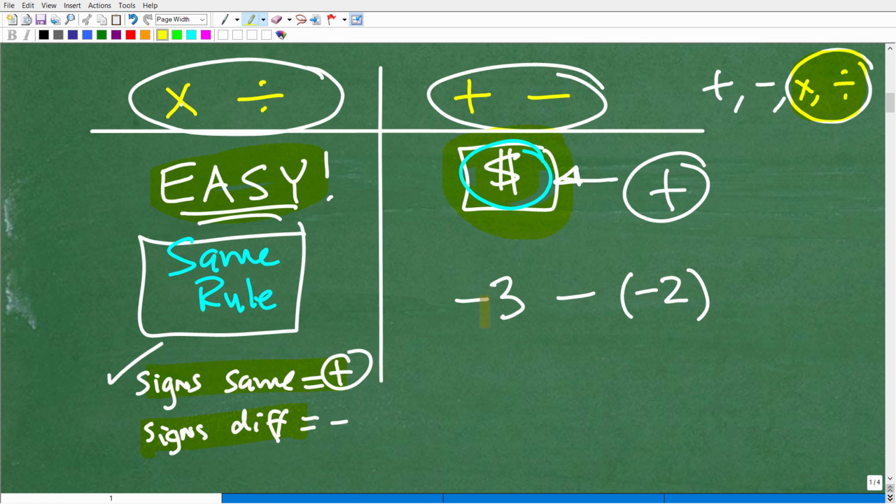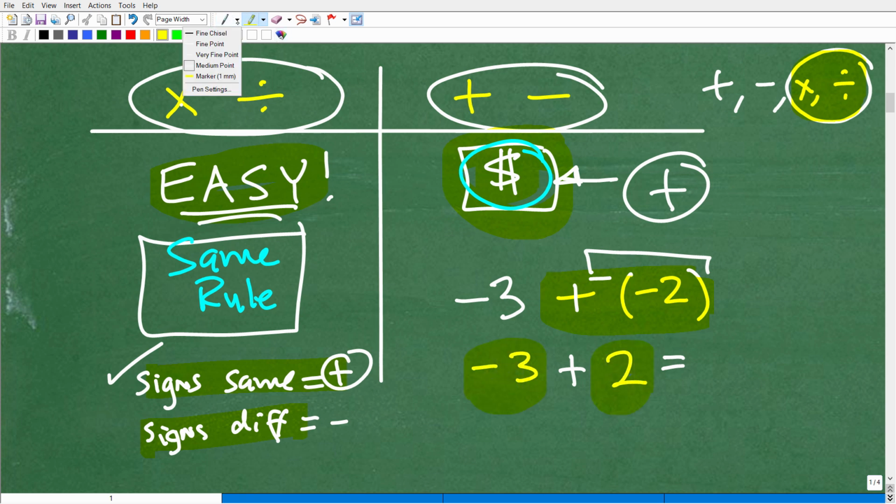So what do we have here? We have negative 3 minus a negative 2. Okay, we can think of this as plus a negative of a negative 2. So this is going to be negative 3 plus, again, a positive 2. And we're back to an addition problem. Okay, you have $3 in debt, but you only have $2 in your bank account. So after you pay all your bills, you still owe $1. Okay, so negative 3 plus 2 is negative 1.